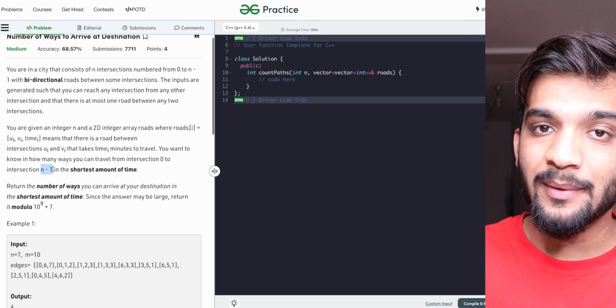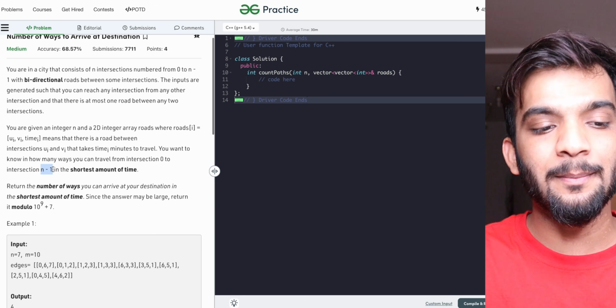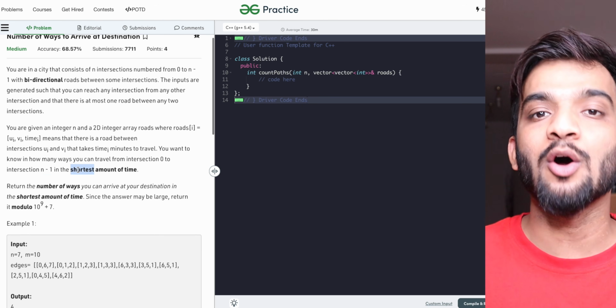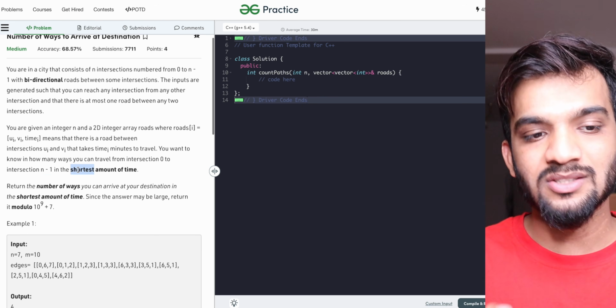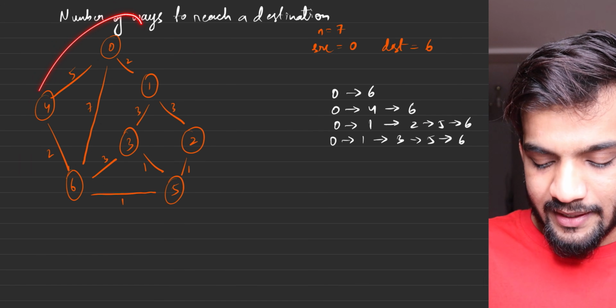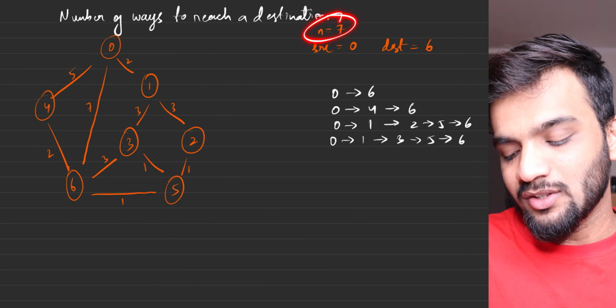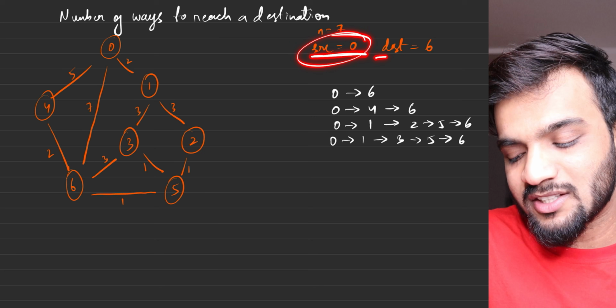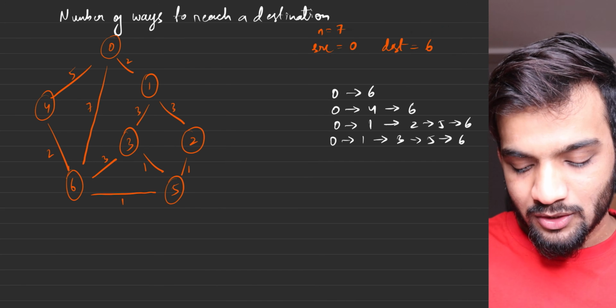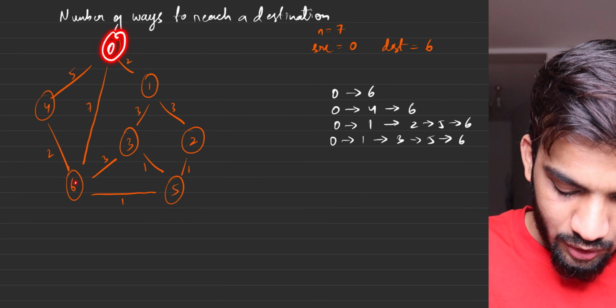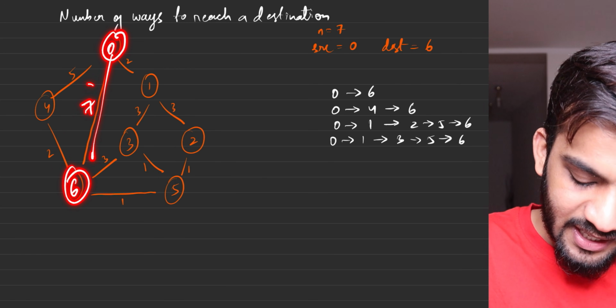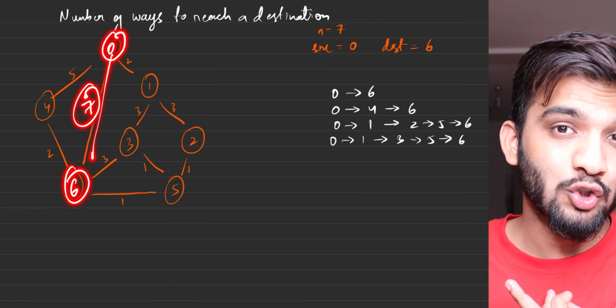So to figure out in how many ways you can reach from 0 to n minus 1 in the shortest amount of time is what the question asks you. If you look at this particular example, n is 7, so the source will be 0 and the destination will be 6. If you travel from 0 to 6 directly, it's taking you 7, and this is the shortest that you can do.